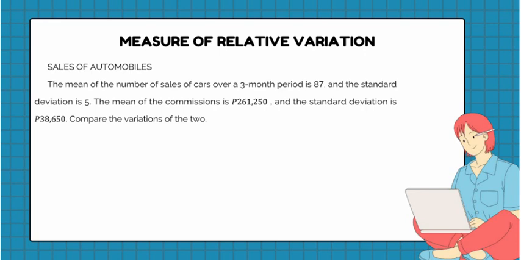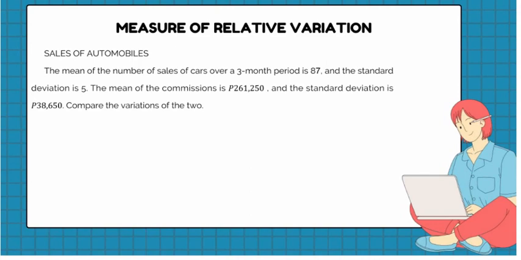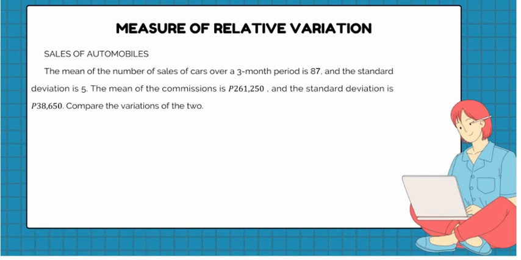And then, let's have another example. So, basically, this one, you are also going to calculate for the CVAR. The mean of the number of sales of cars over a 3-month period is 87 and the standard deviation is 5. The mean of the commissions is 261,250 and the standard deviation is 38,650. So, you have to compare the variations of the two. As you can see, magkaiba yung ating SI units. So, let's try to do the number of sales muna.